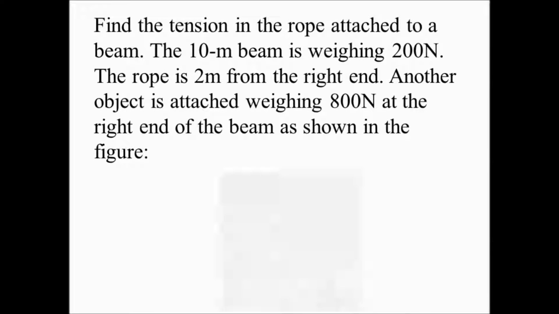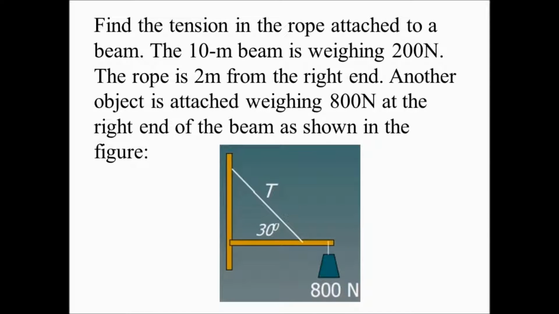Rotational equilibrium sample problems. Find the tension in the rope attached to a beam. The 10-meter beam is weighing 200 newtons. The rope is 2 meters from the right end. Another object is attached weighing 800 newtons at the right end of the beam as shown in the figure.